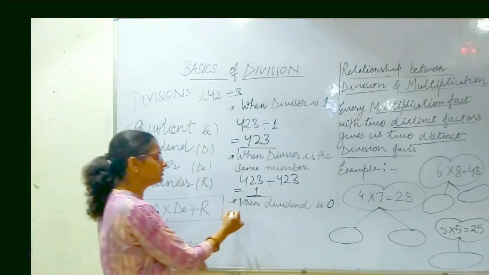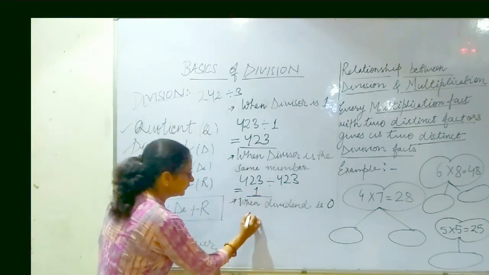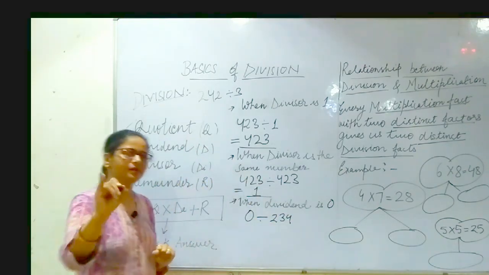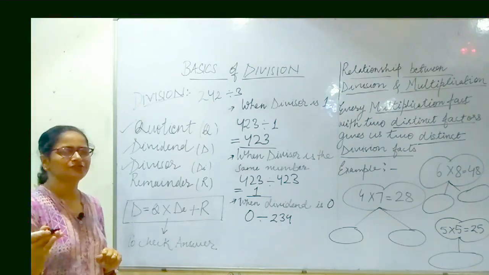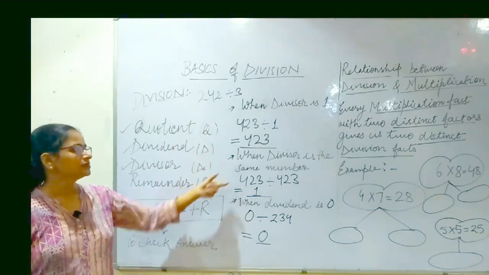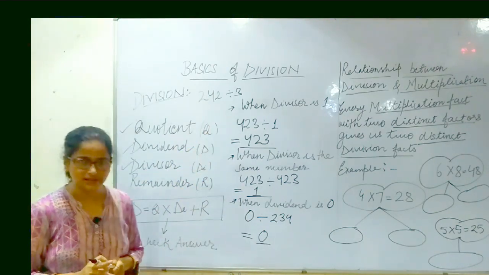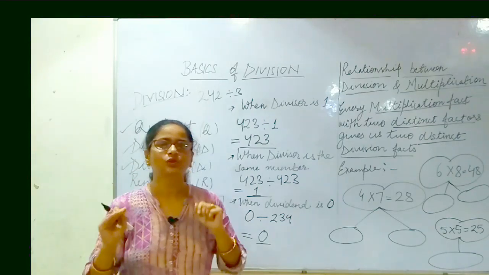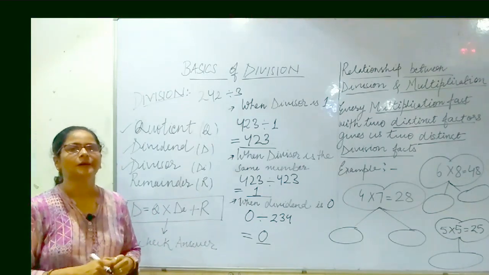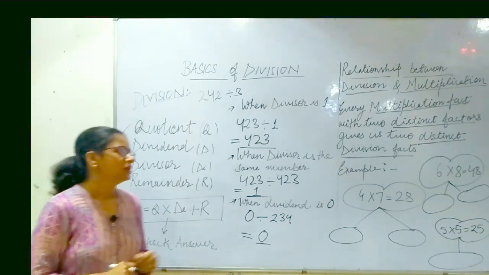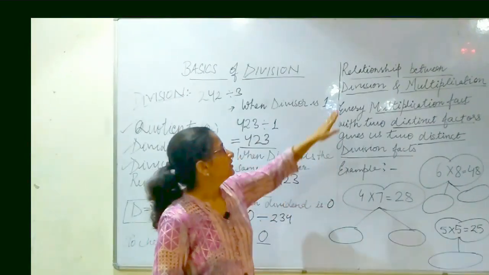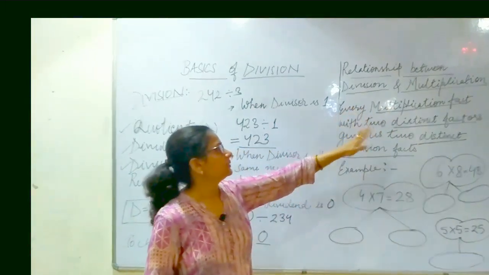Now the third is when dividend is 0. If you are dividing 0 by any number, 234, 423, 623, your answer will be 0 only. These are the 3 basic properties of division that you must keep in your mind, that will help you always in dividing the numbers. Now come to another topic of today's, relationship between division and multiplication.